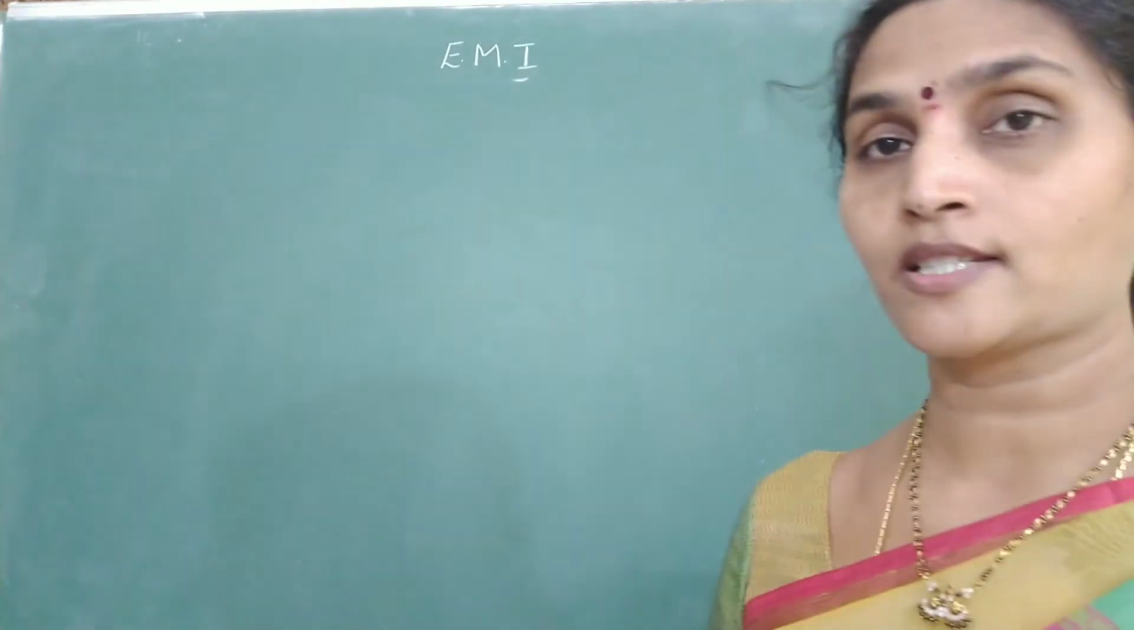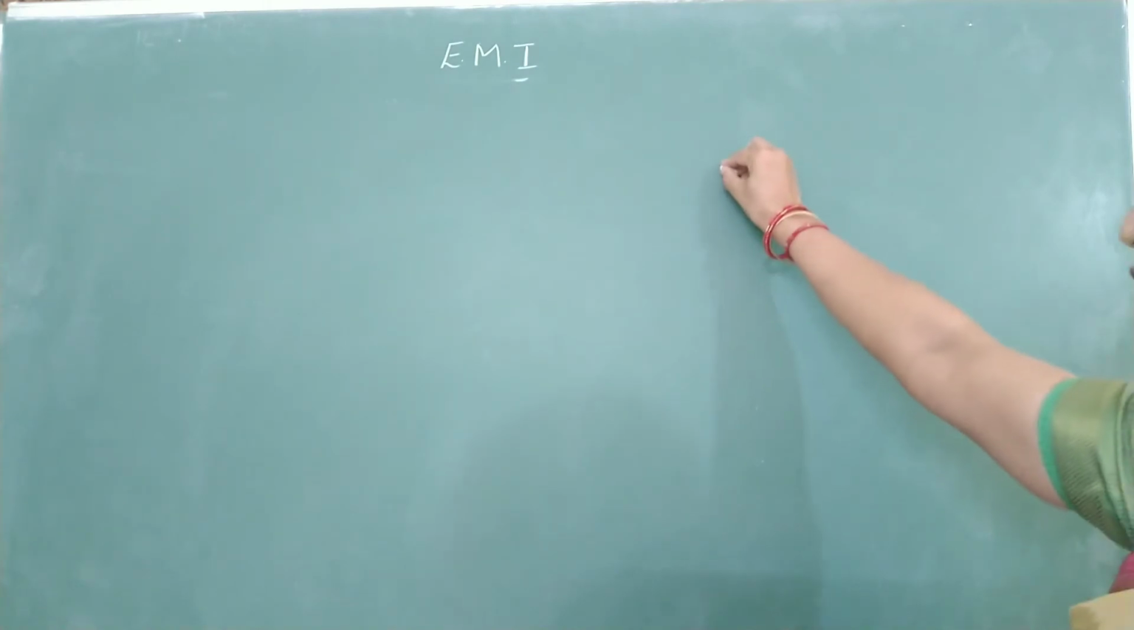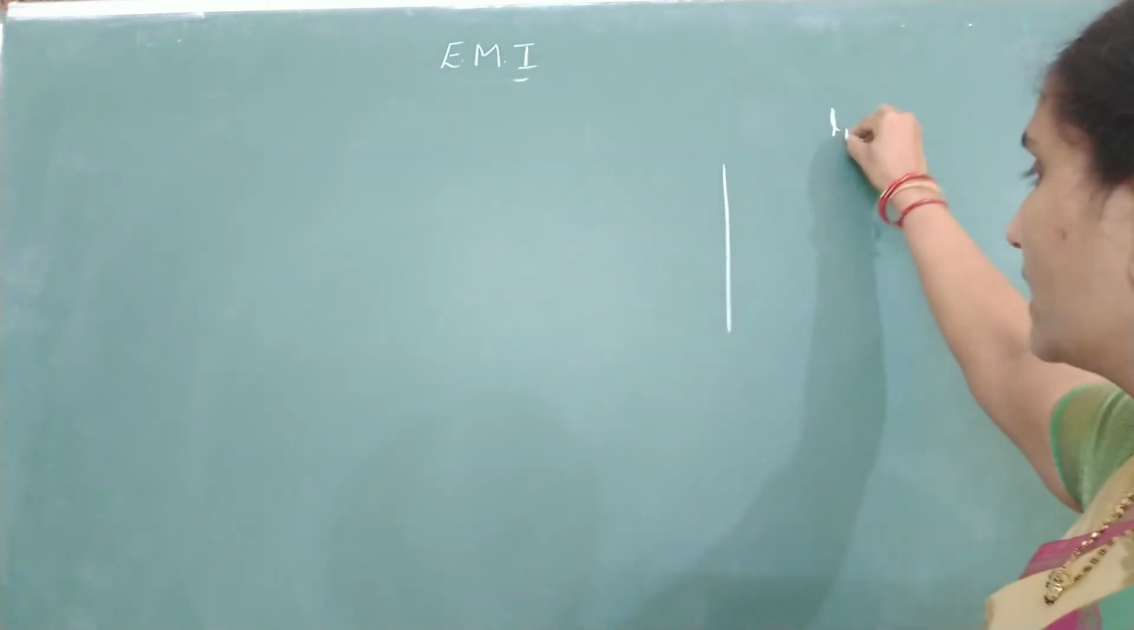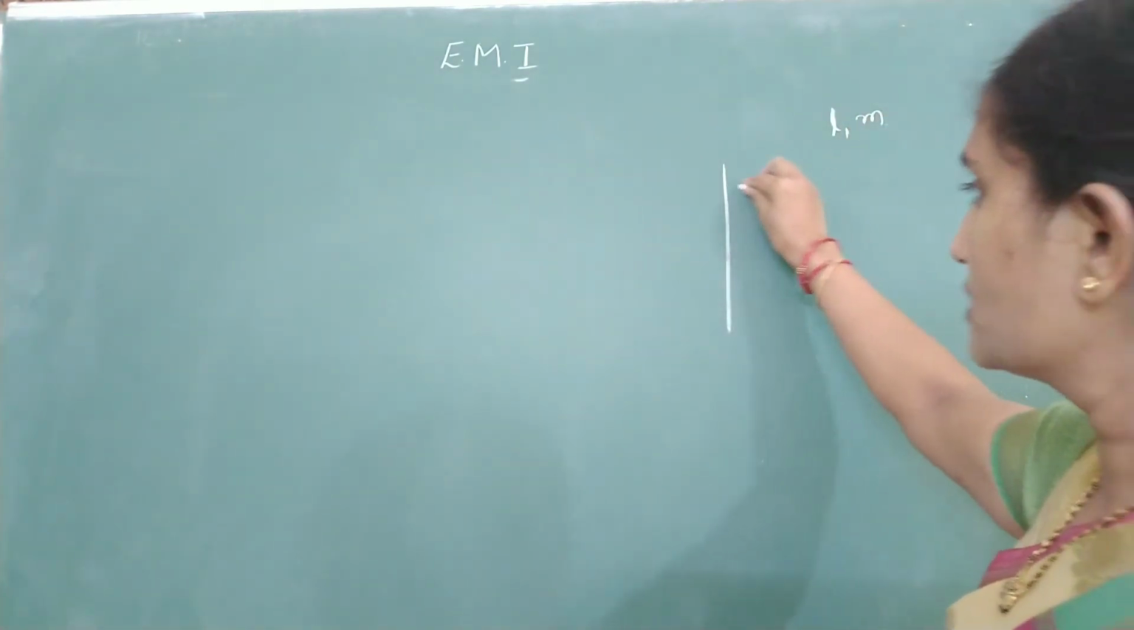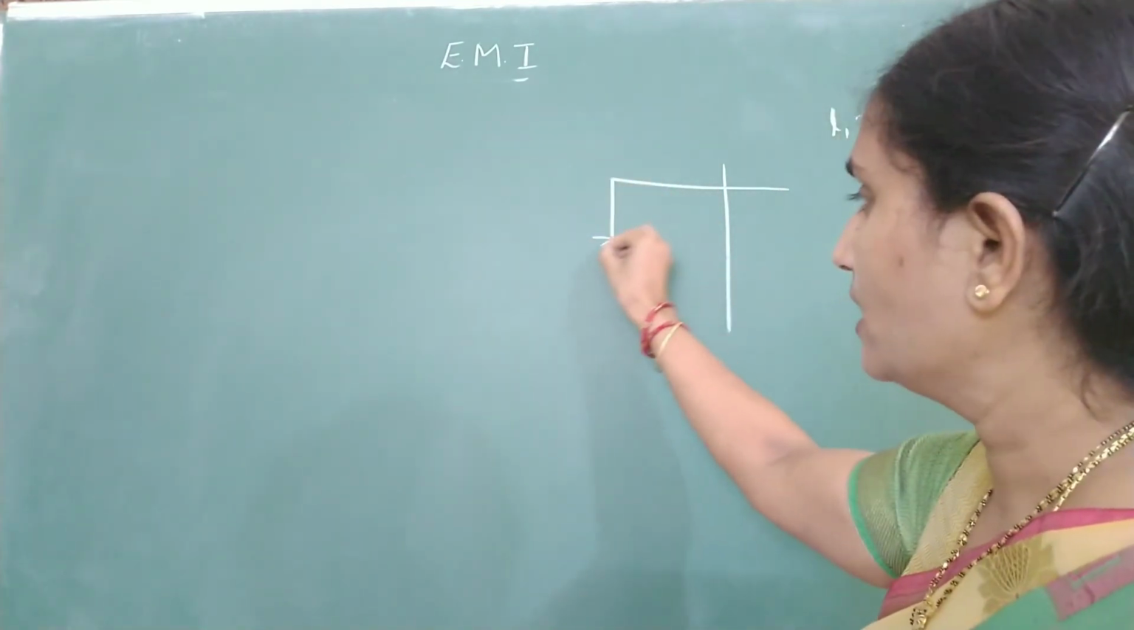Look at this question. It is given that there is a metal rod PQ whose length is L and mass is M. It is placed on a rectangular frame containing a capacitor.